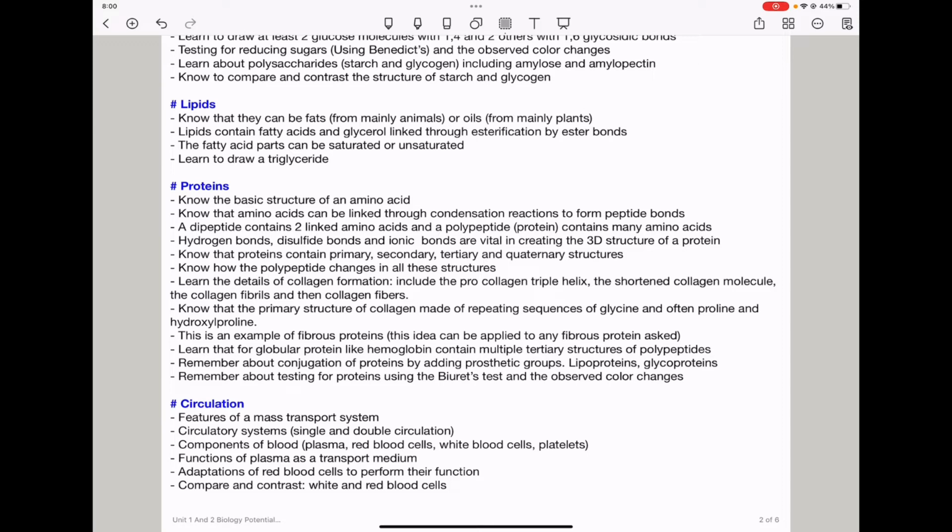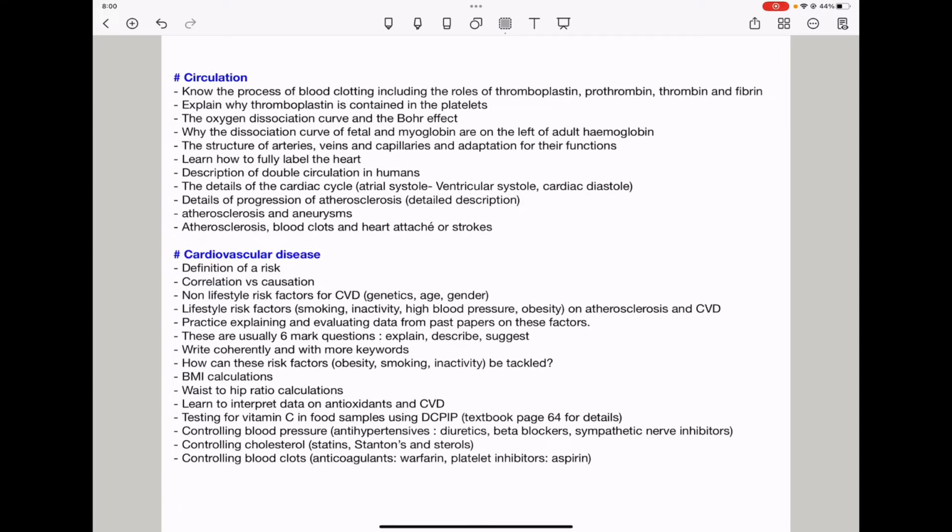Continuing with circulation, we need to know the process of blood clotting, including the roles of thromboplastin, prothrombin, thrombin, fibrin, as well as fibrinogen. We need to explain why thromboplastin is contained in the platelets.